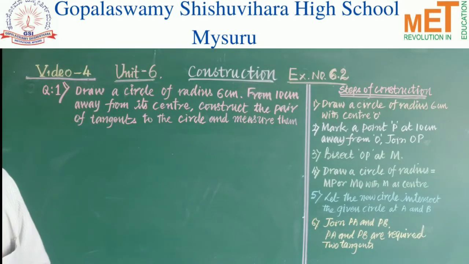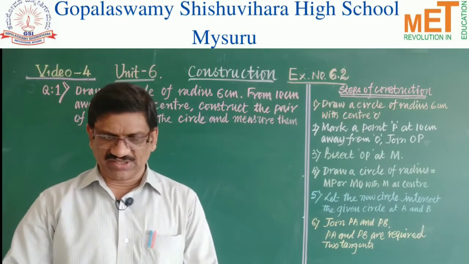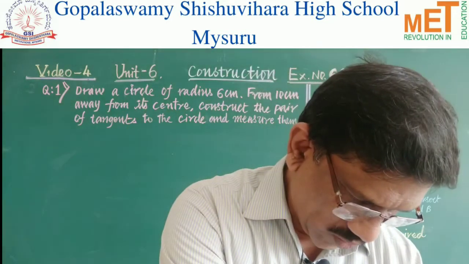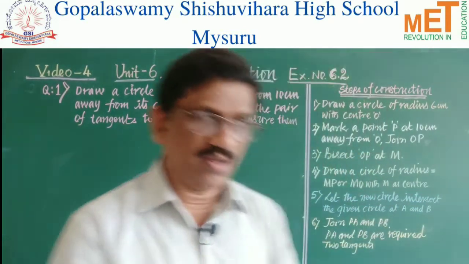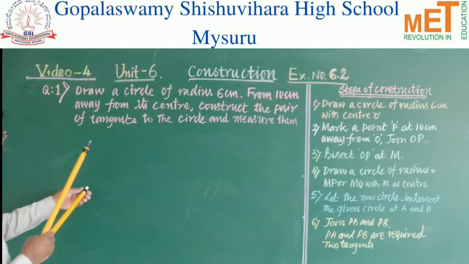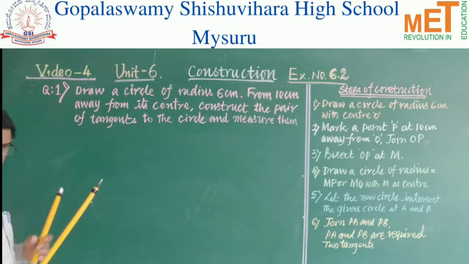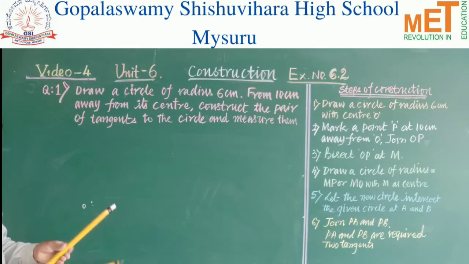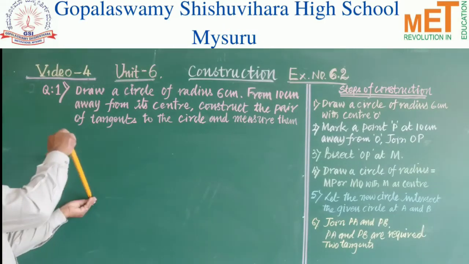First, draw a circle with radius 6 centimeter with O as a center. Mark a point and name it as O. Draw a circle.